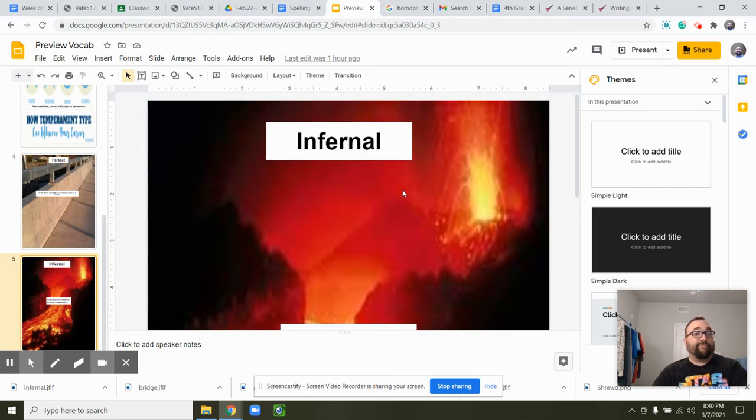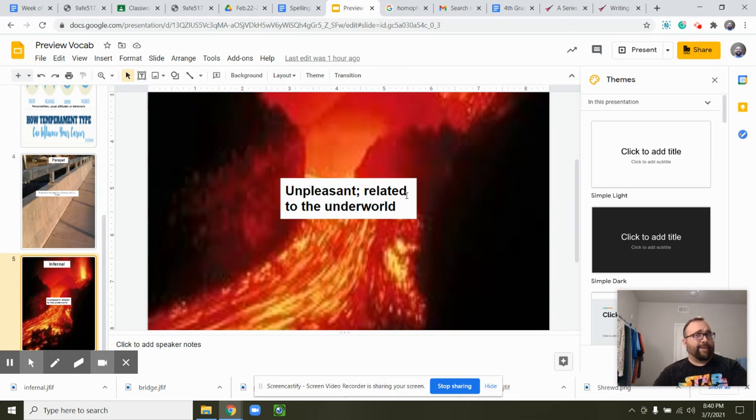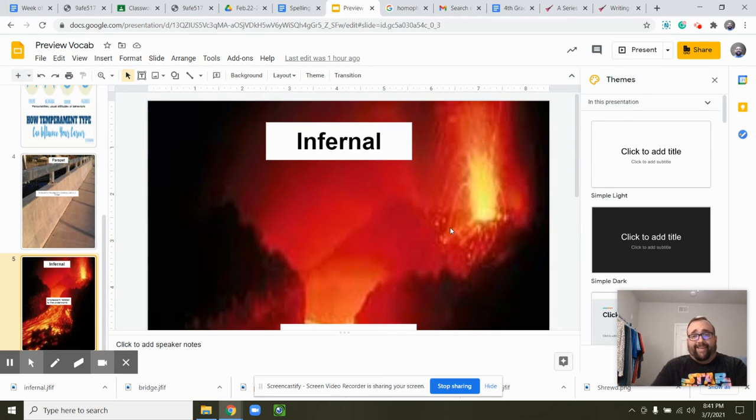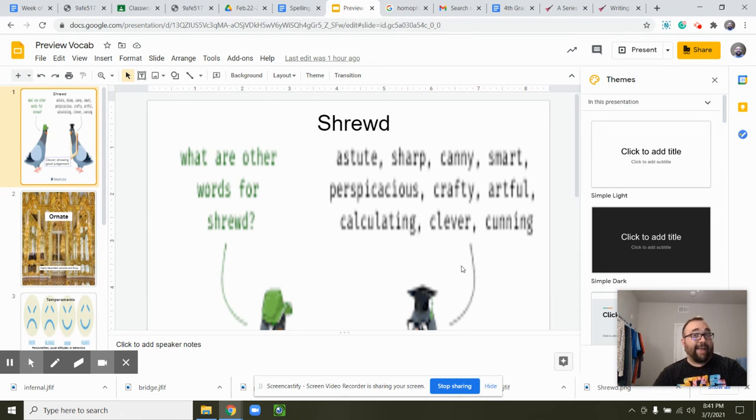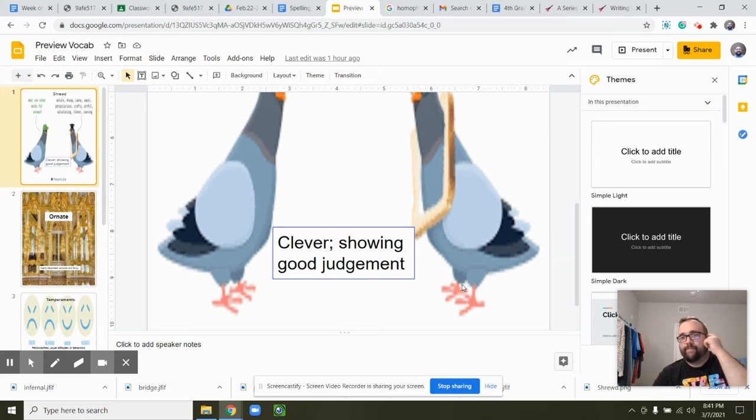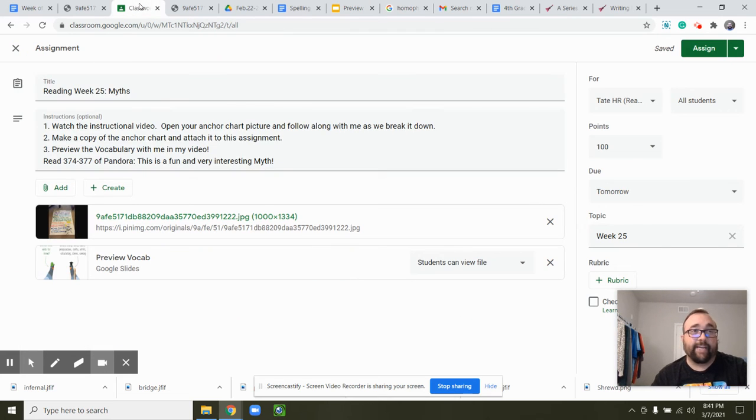Okay. And then we have infernal. This is going to be in our last myth. It's pretty neat. But we have infernal, which means unpleasant, related to the underworld. Does this look like a happy place to be? All the fire and lava. Does that look good? No. Although that could look like one of the Hawaiian Islands as it's being made, right? You can use the term infernal and not even be referring to the underworld, right? So these are the words we're going to be working with this week. I added some pictures to kind of help with the visuals. Some of these were kind of hard to find visuals for. So if you have any questions, please let me know.